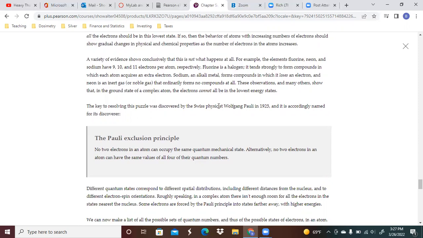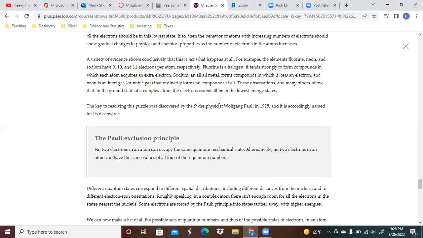The elements fluorine, neon, and sodium all have 9, 10, and 11 electrons per atom. Fluorine is a halogen. It tends strongly to form compounds in which each atom acquires an extra electron. Sodium, an alkali metal, forms compounds in which it loses an electron, and neon is an inert gas that ordinarily forms no compounds at all. These observations and many others show that in the ground state of a complex atom, the electrons cannot all be in the lowest energy states.